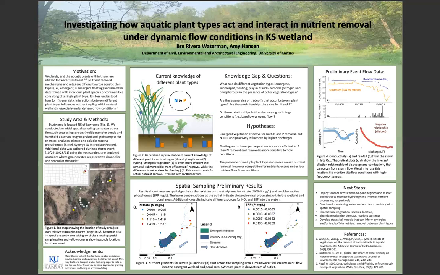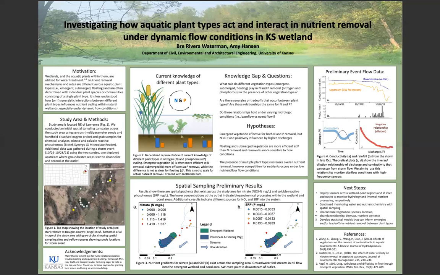Briefly, we hypothesize that these relationships will generally hold for nitrogen and phosphorus removal, with emergent vegetation not as sensitive and potentially more effective at nitrogen removal under dynamic hydrologic conditions, while floating and submerged vegetation are more sensitive, especially at low flows or low water levels.